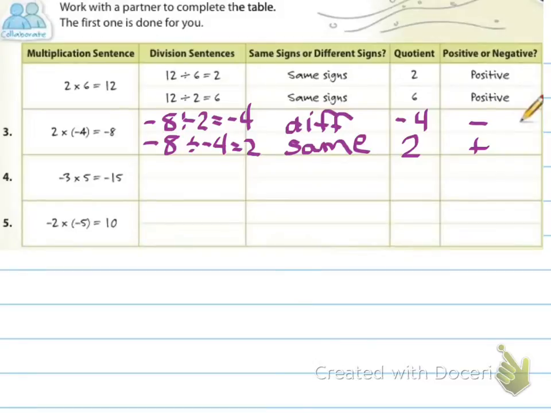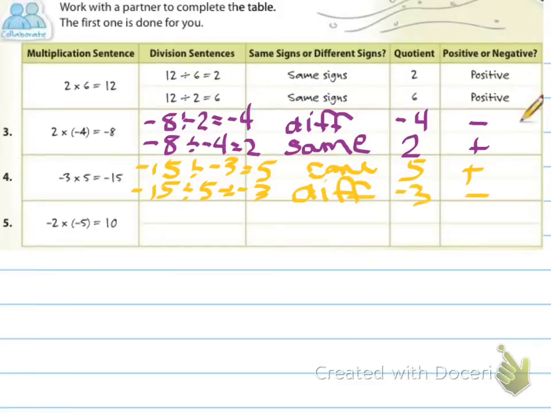It's negative. And then going with -8 divided by -4 equals 2, it says that they're same signs because I have a -8 and a -4. And that's the same sign, and it ends up being a +2 as a quotient, and so positive. So go ahead and do 4 and 5 if you haven't done those already. You should have -15 divided by -3 equals +5, or -15 divided by 5 equals -3. Doesn't matter which order you put it in. And so for this one, it was same signs, and the answer was a positive. And this one, it was different signs, and the answer was a negative.